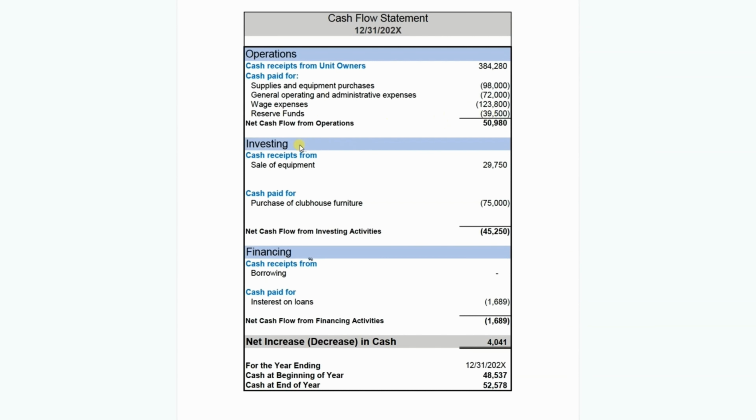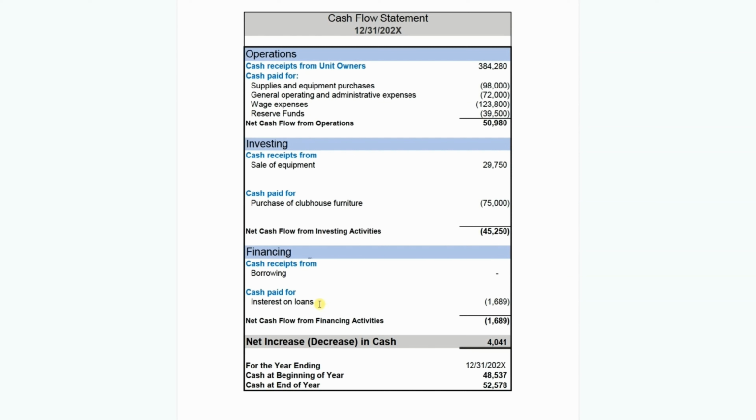Under investing, we find the amount of cash used for investing activities. This includes a capital or a reserve expenditure. In this statement, we have cash receipts from sale of equipment and cash paid for purchase of clubhouse furniture. In the financing, we find the cash received or used for financing activities, such as cash receipts from borrowing cash, or payments for repayment of loans.